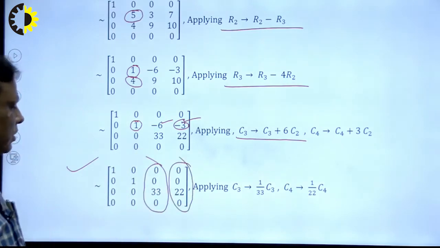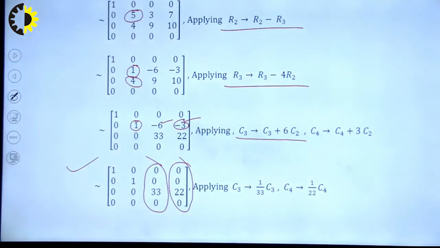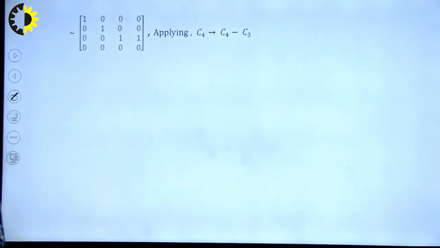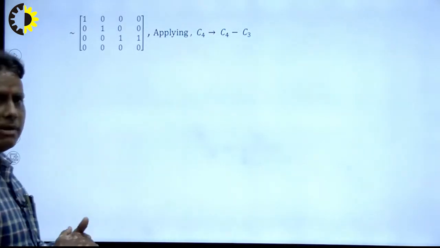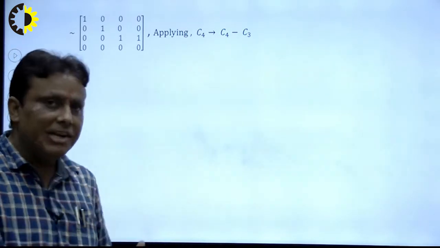So I write here, applying the rule, we get such type of a solution. Now the question is, okay, is this a normal form? No, this is not a normal form, because the normal form is the identity matrix. Our aim is not complete here.